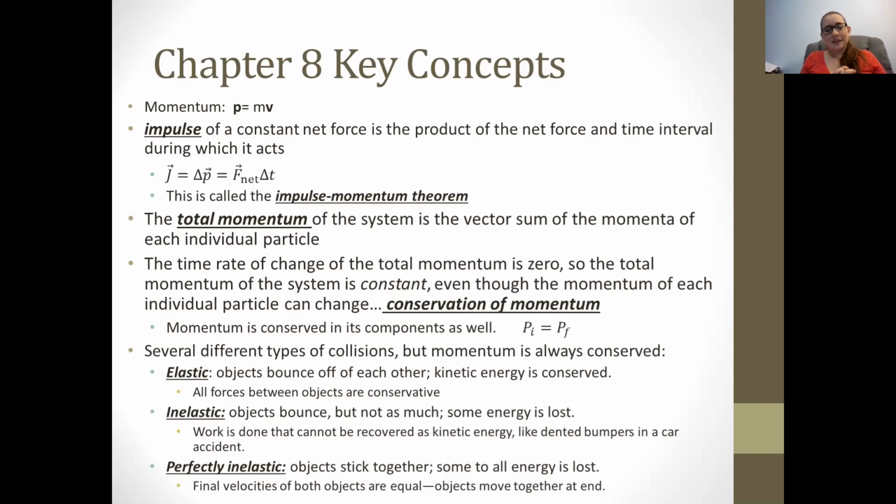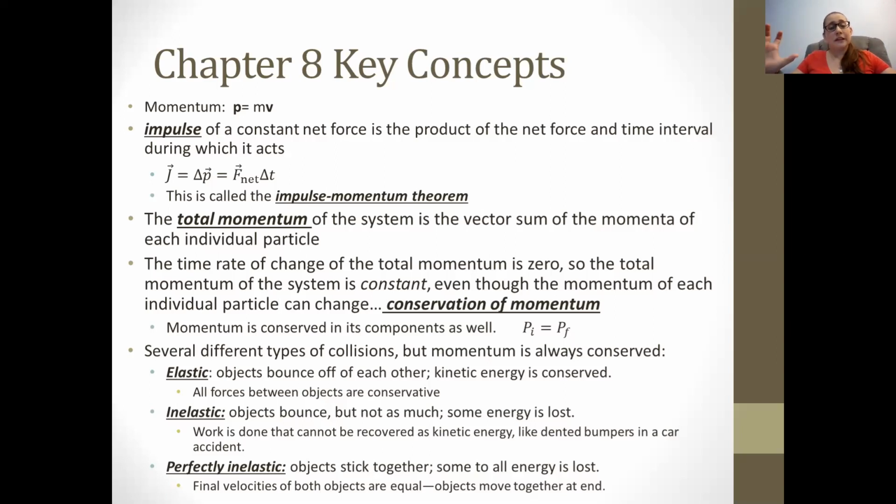When we're dealing with an inelastic collision, that means objects can bounce, but they don't bounce perfectly. Some of that energy is lost due to sound or heat, or even the materials deforming, like denting, for example. If you get into a car accident and your bumper gets dented, that would be an inelastic collision. So some energy is lost to those kinds of external factors. And that energy that is lost, we call that work.